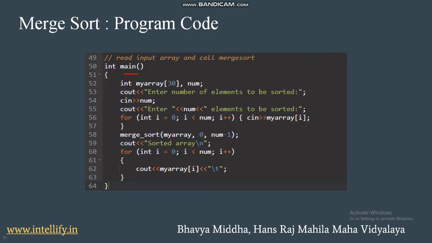Then we have the main function to read the input array and call merge sort. We have num and my array. The number of elements to be sorted is taken as an input in num, and then the array elements are taken from the user as input. We use the for loop for the same. Then we call the merge sort function, and we display the sorted array using the cout function. In order to print the array, the for loop is used.